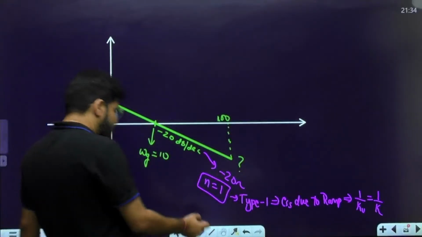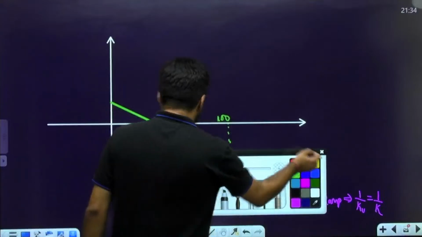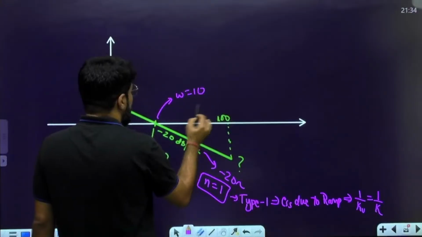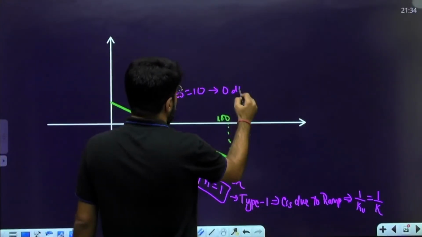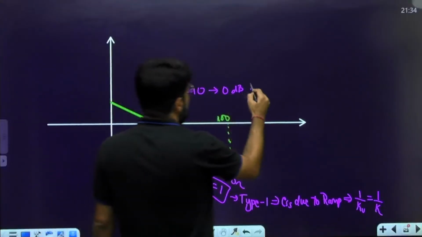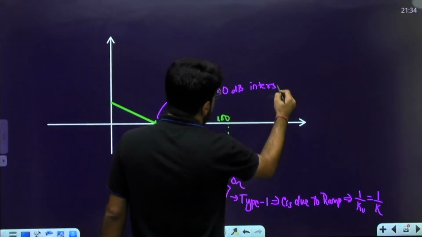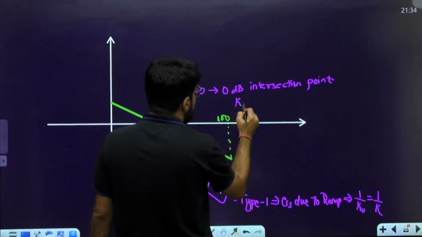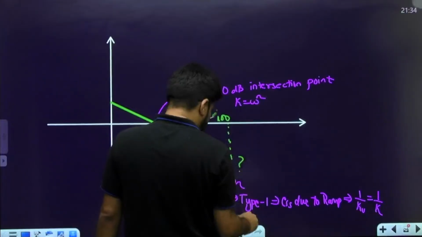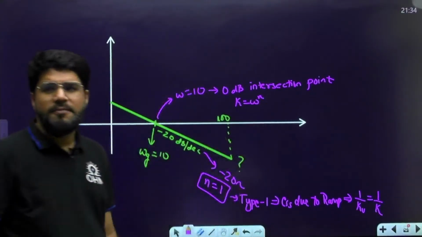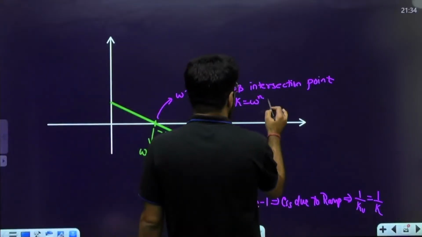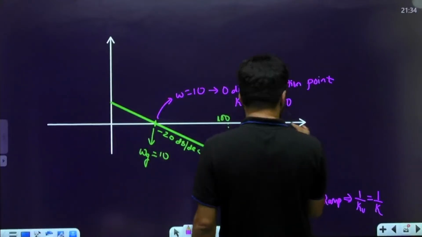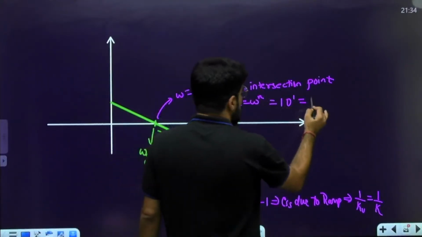Now what is K? We can find the value of K from here, no? Omega equal to 10 is the 0 dB intersection point. This is the frequency where you intersect the 0 dB line. If you know the 0 dB intersection point, then K is given by what formula? As I told you, method number 2, shortcut. K is given by the formula omega power n. Omega is how much? Omega is 10. And n is how much? N is 1. So K is 10.